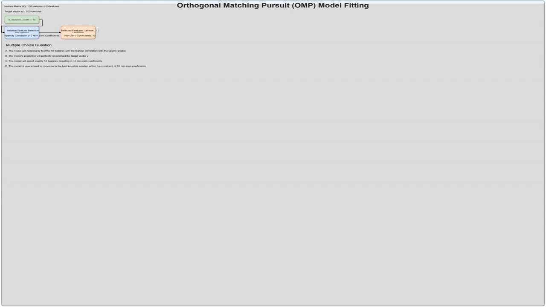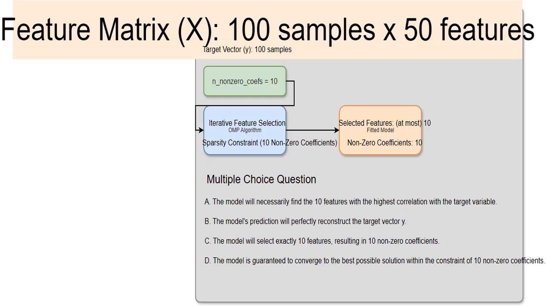I'm using the OrthogonalMatchingPursuit algorithm, a method for finding a sparse solution to a linear regression problem. Think of it like trying to explain complex data using only a few key factors. My data has 100 different observations, each described by 50 different characteristics or features. Imagine 100 people and 50 pieces of information about each: height, weight, age, etc.